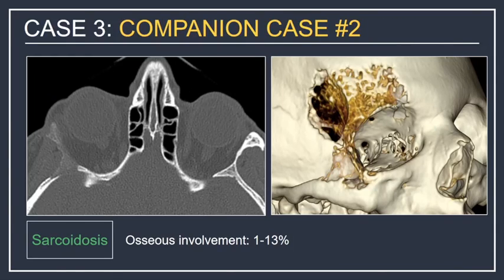So this patient's lesion was biopsied at the 2-year mark and at the 5-year mark because of this interval growth, and it was pathologically proven to represent granulomatous infection related to sarcoidosis. Now, sarcoidosis, when it involves the bone, is fairly uncommon, and it has been described as occurring in 1 to 13% of patients.